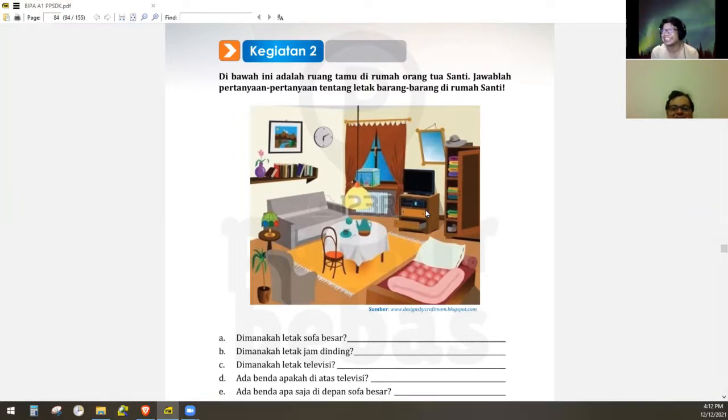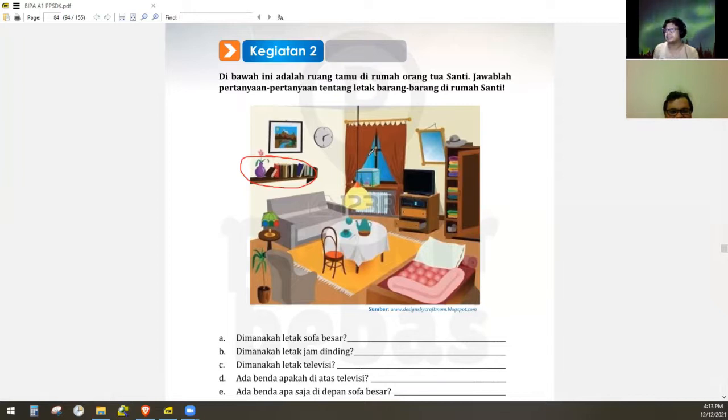Dinding. Yes, dinding. Dan di sofa, ada di sofa bawah the rock shelf. Come again? You mean this one? Yes, like the bookshelf. Is it rak buku? Yes, rak. We say rak, R-A-K. Rak buku. Yes, di bawah rak buku.